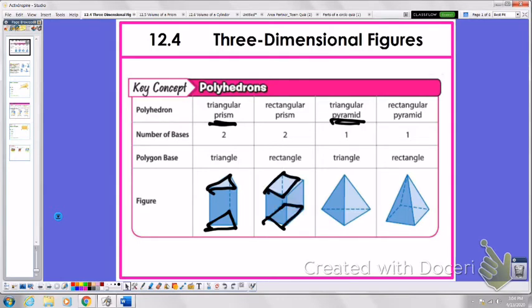Then when we move to a pyramid, you'll see in our triangular pyramid, we still have a triangle base, but there's only one of them. Same with our rectangular pyramid, called rectangular because it has a rectangle base, but again, there's only one. That's what makes it a pyramid.